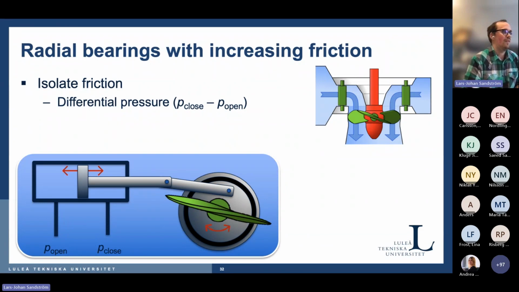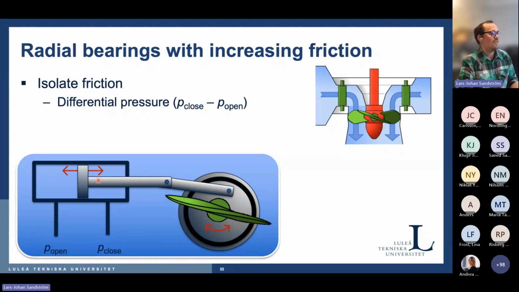So what we're trying to do here is to isolate the friction in the radial bearings on the Kaplan runners. And to do that, we have been looking at the differential pressure. So here is a simplified sketch of the system. We have the Kaplan runner and a radial bearing, and we have some piston that regulates the runner angle.